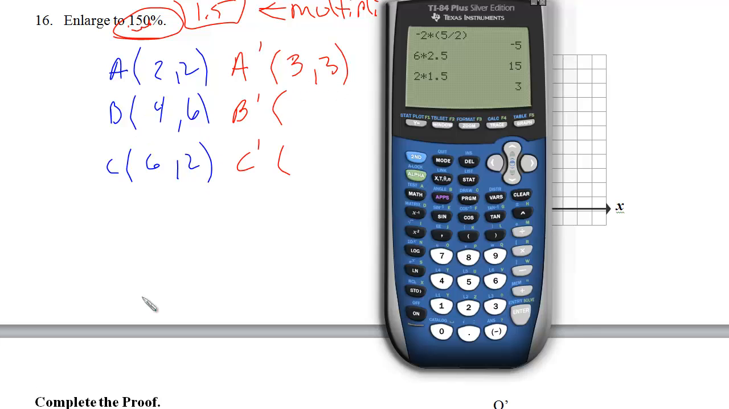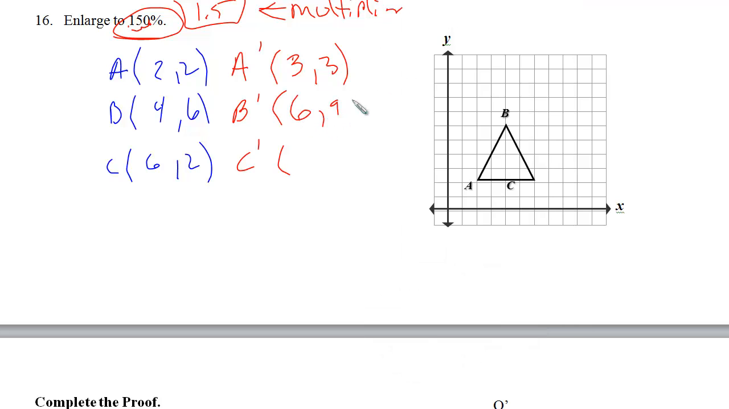4 times 1.5 is 6. 6 times 1.5, so 6, 9. And then 6, this one became 9, and then 2 became the 3. And then I'll plot those. So 3, 3. There's A prime. B is 6, 9. There's B prime. And then C is 9, 3. 6, 7, 8, 9, and 3. And there's my new shape.